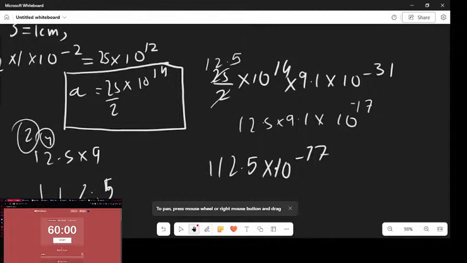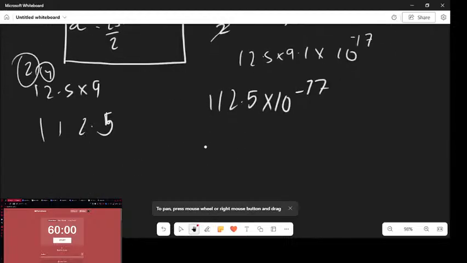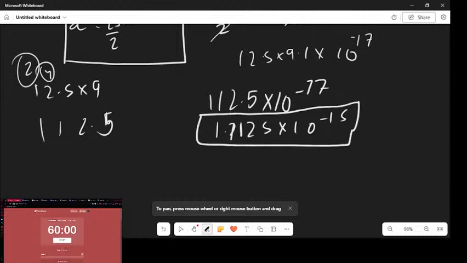And I guess that's the third question completed right now. Let me check and verify the answer. I hope it's correct. Yeah, they are correct. And if we take two decimals inside, it becomes 1.125 into 10 to the power minus 15. That's what I got. So that's the third question completed.